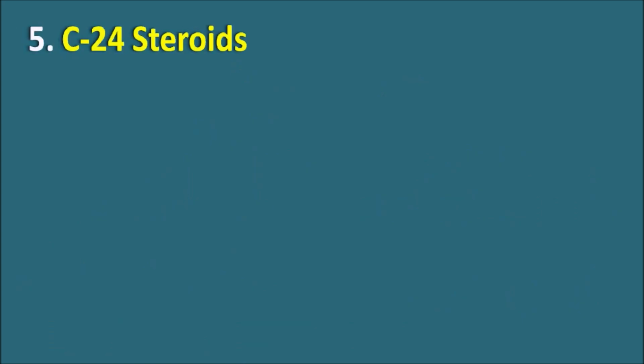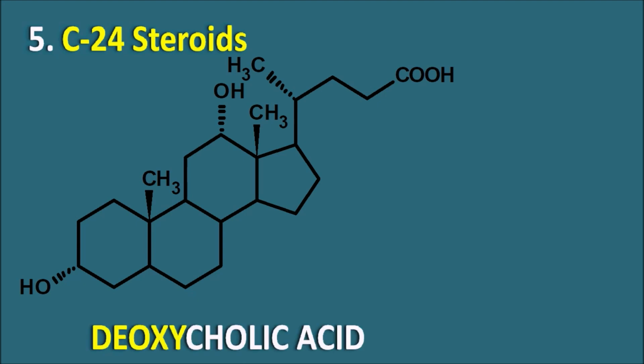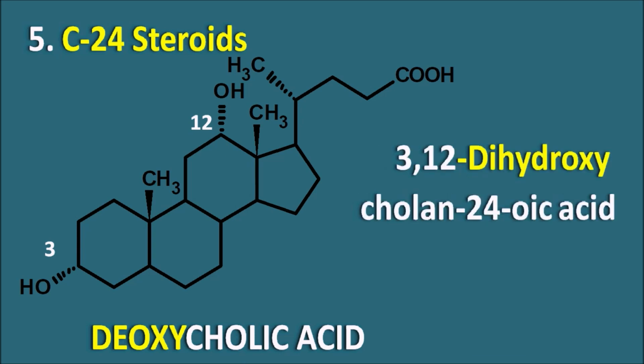From these primary bile acids, we can now get the secondary bile acids, and this is one of the secondary bile acids. This is deoxycholic acid. Now this structure has the OH groups at the 3rd position as well as at the 12th position, but it does not have the OH group at the 7th position. So deoxycholic acid is 3,12-dihydroxy cholane 24-oic acid. And this deoxycholic acid is obtained from the primary bile acids, so it is a secondary bile acid.